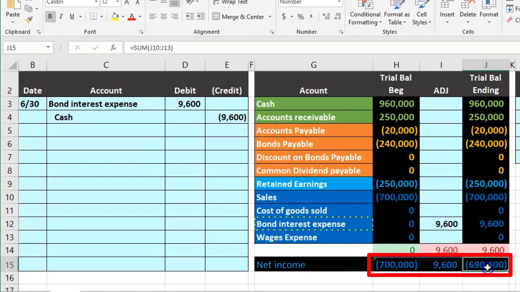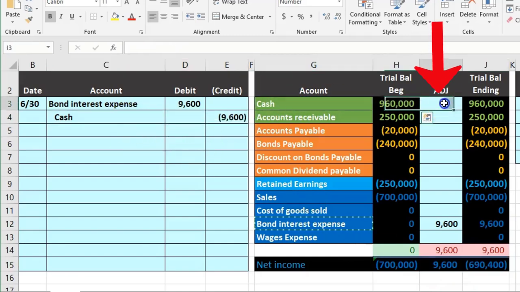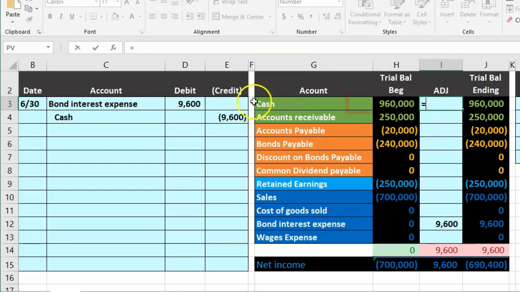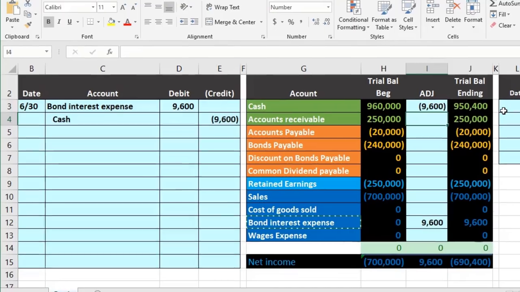Net income went down. So now we're going to go to the cash. Here's cash. We're in the middle column, I3, where we say equals, point to the 9,600, bringing the balance down from 960,000 minus 9,600 to 950,400.